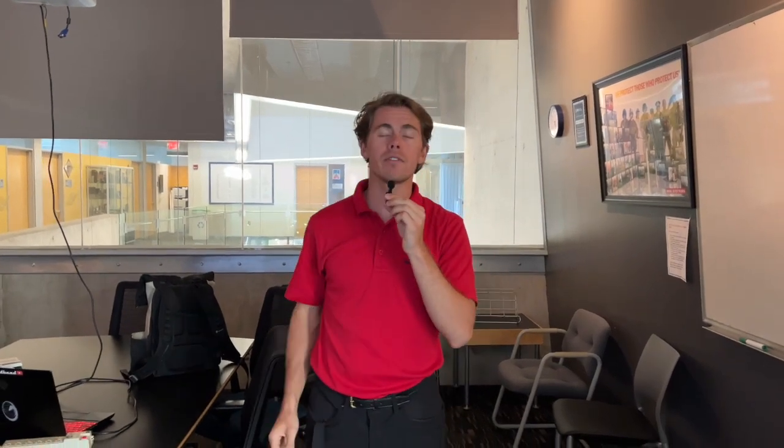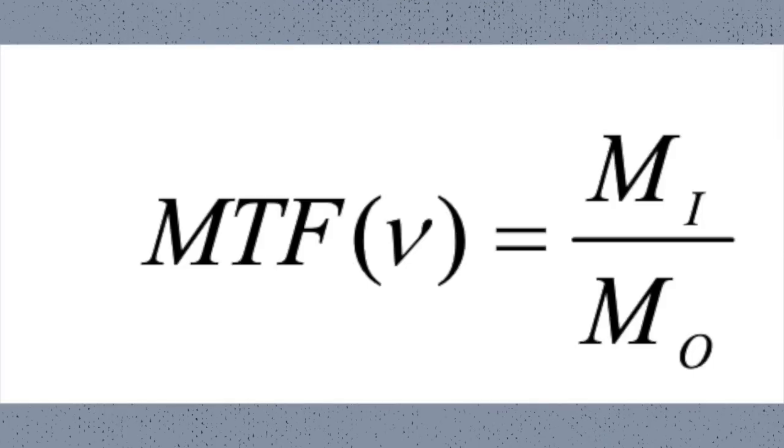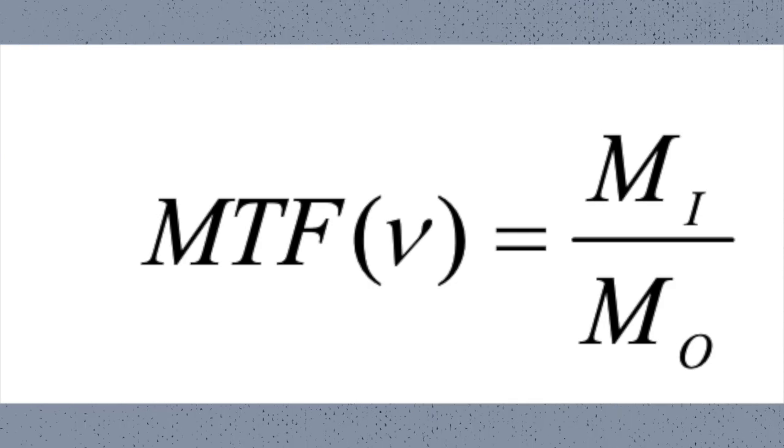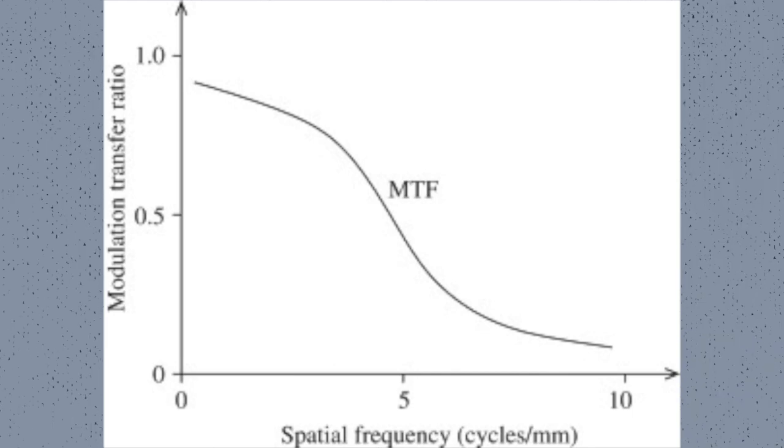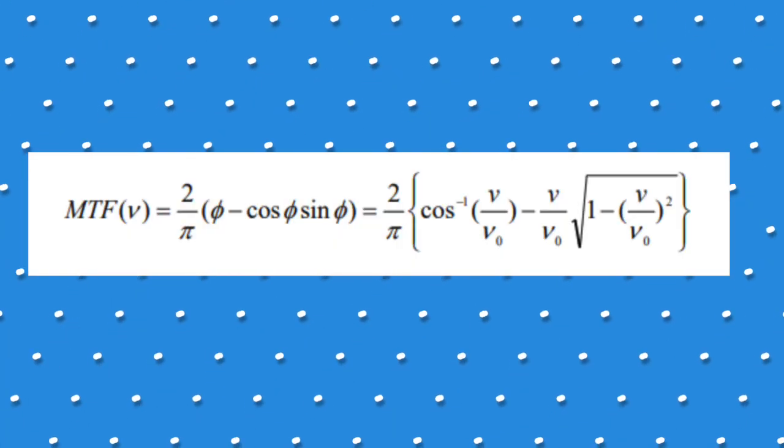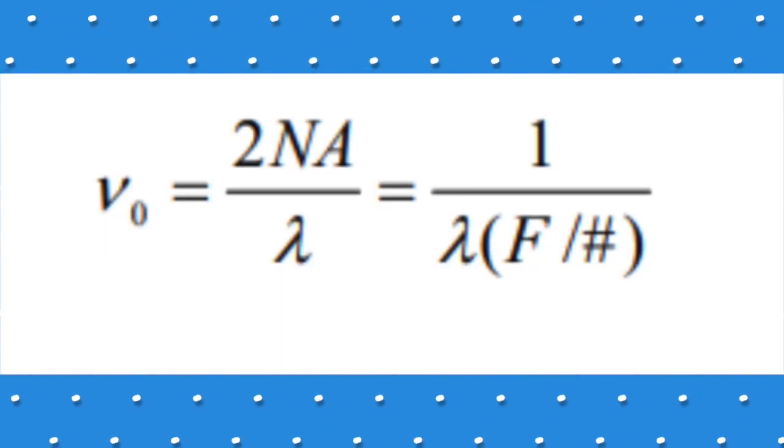So the modulation transfer function, or what we call the MTF, is a ratio of modulation in the image to the modulation in the object as a function of the frequency of a sine wave pattern. This is a universally applicable measure of the performance of an imaging system. So for a diffraction limited system, the MTF is related to the size of the diffraction pattern by this formula right here. The limiting resolution of a diffraction limited system is known as the cutoff frequency, nu naught, which is shown here.